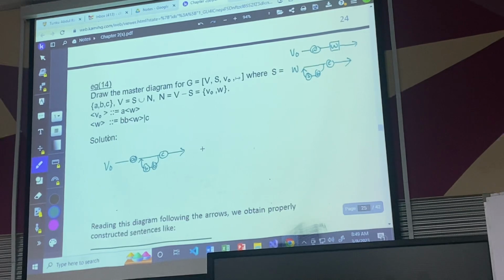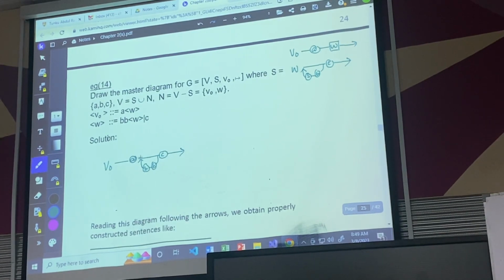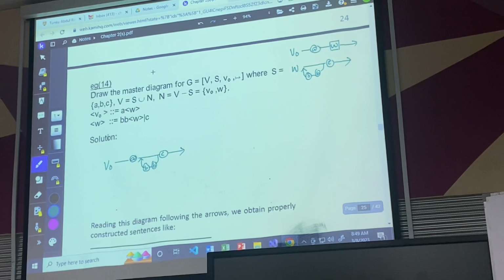So when I combine the syntax diagram, it all becomes like this. No more non-terminal inside, except the first starting point only. The rest are all inside, with no non-terminal. Okay? That is the difference between the master diagram and the syntax diagram.